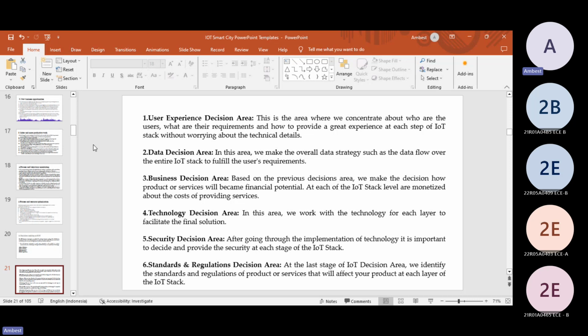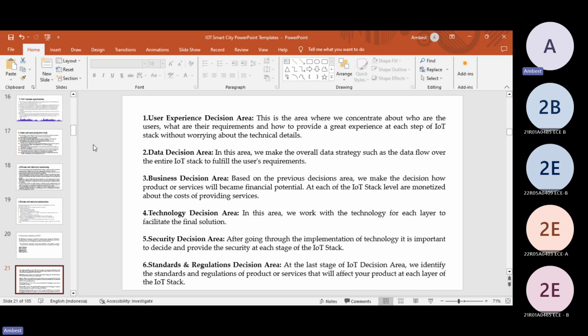So these are going to make a decision on how the product or services would become of financial potential. And at this stage of the IoT stack, they're going to be monetized based on the cost of providing the services. So the business decision is all about a combination of the user experience decision area and the data decision area. By the combination of both, it becomes a financial potential. So they're going to be monetized about the cost and the productive services.